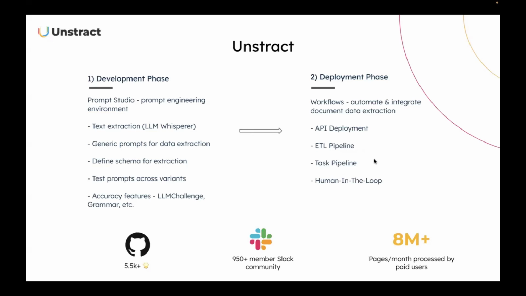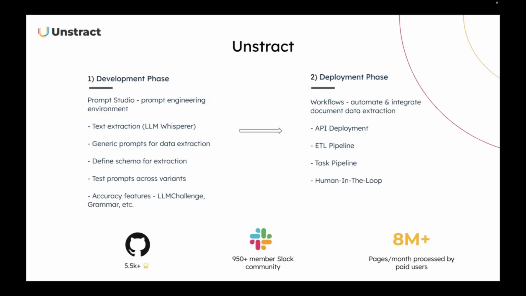Task pipeline is when you're getting the input document from a file system, you process it and send it back to another file system. And finally, we also support human-in-the-loop deployment, because this is also a compliance requirement in many industries that require a manual check to see how the data is actually being extracted. So this is a brief on the capabilities that the platform comes with.